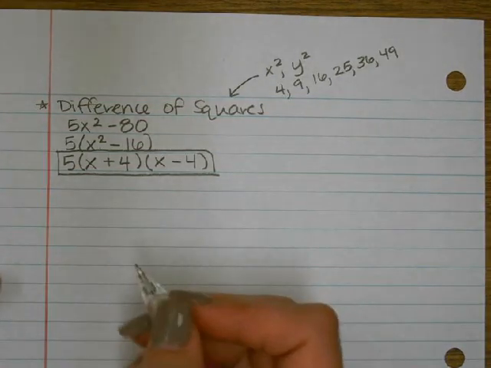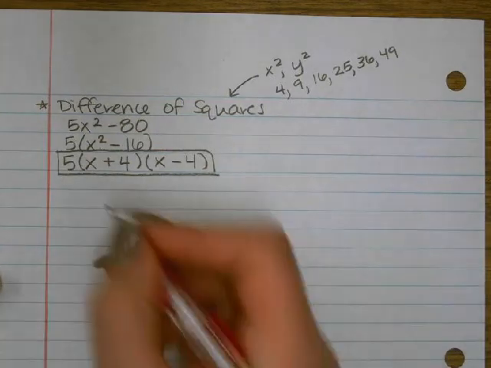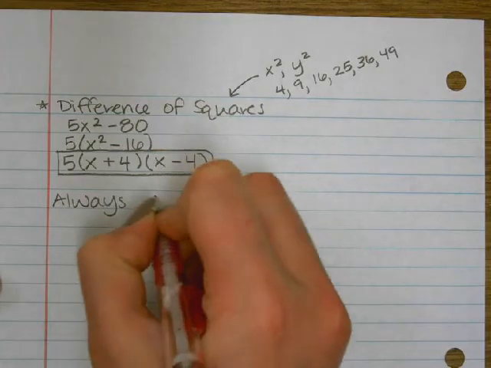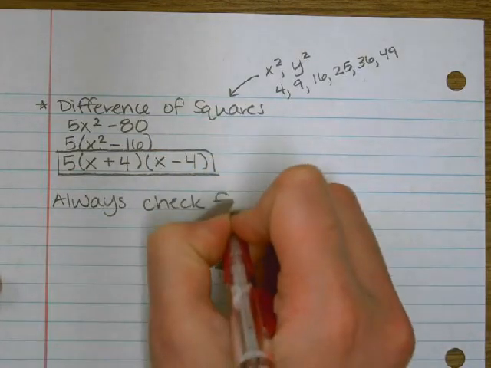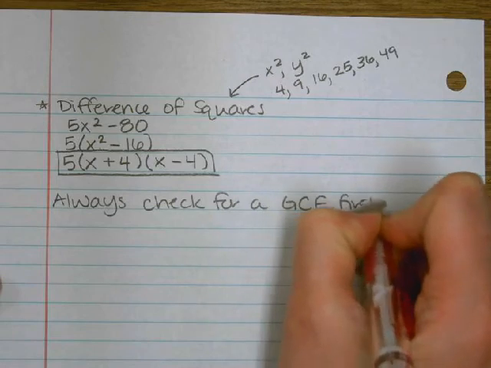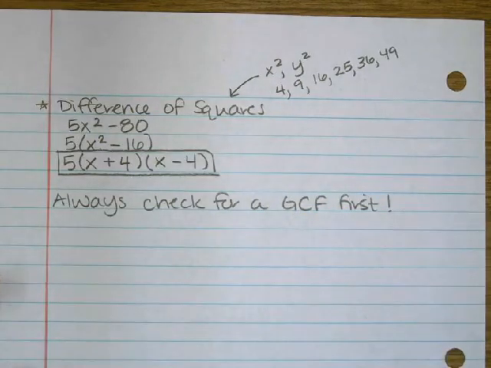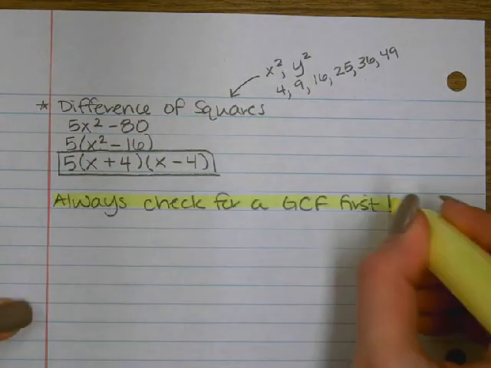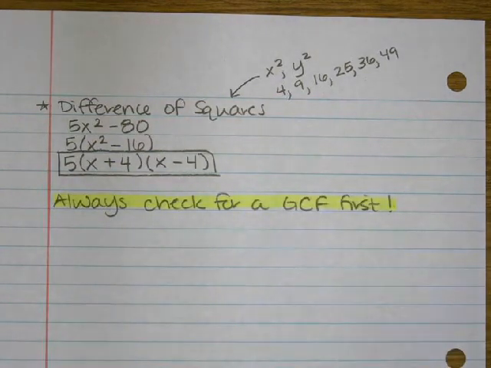All right, so one important thing to remember is always check for a GCF first. Always check for a GCF first. Highlight it, underline it, star it, whatever you need to do. That is something we have to make sure we check on every single problem.